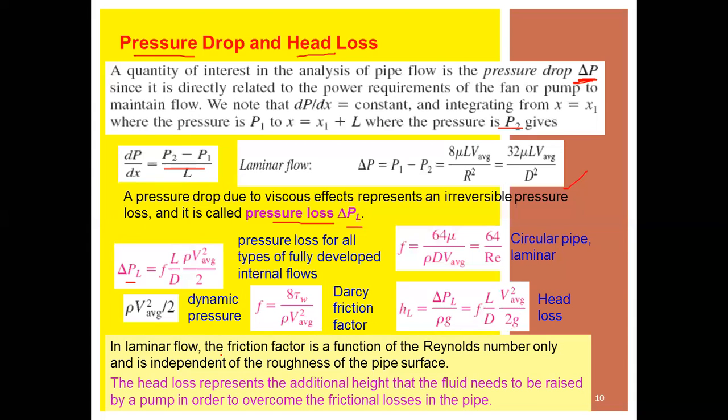In laminar flow, the friction factor is a function of the Reynolds number only, and it is independent of the roughness of the pipe surface. The head loss represents the additional height that the fluid needs to be raised by the pump in order to overcome the friction loss in the pipe.